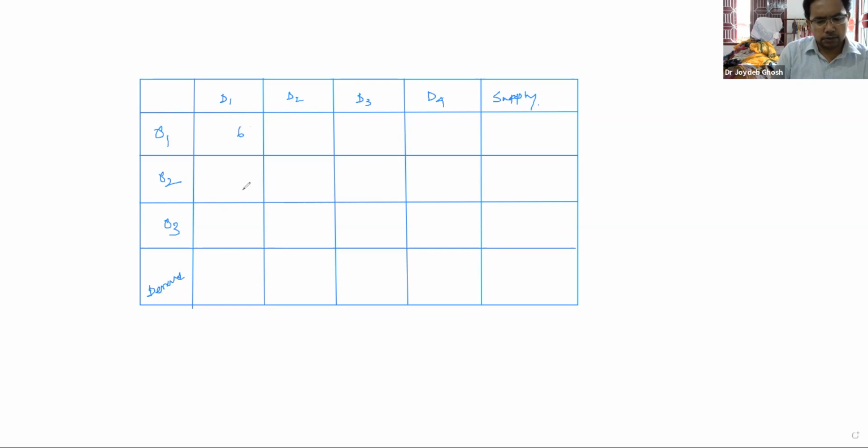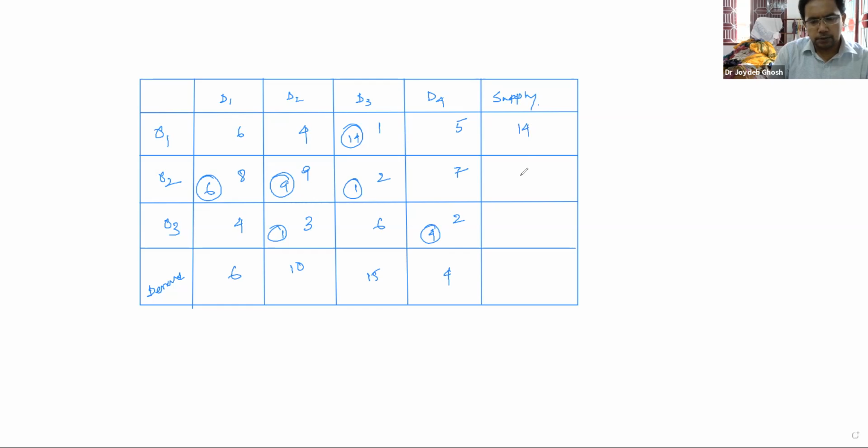demand. This is 6, this is 8, allocation was 4, this is 4, and this is 6. So it will be 6. Next 4, 9. So here allocation will be 9. This is 3. So this allocation is 1, and the demand is 10. This is 1, 2, 6, 15. Here allocation is 14, and here allocation is 1. And this is 5, 7, 2, 4. So this is 4. So this is 14. This is 16. Much of 16, and this is 5.